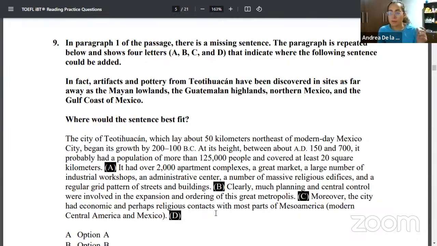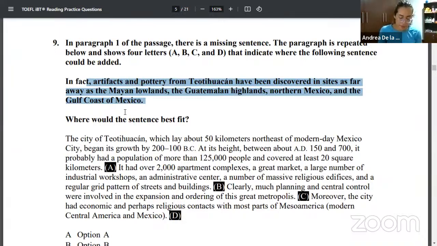Because look at it from this perspective. How do they know that the city had contacts with other parts of Mesoamerica? Because they found things from Teotihuacan in these places, right? So this is the proof, the evidence of what they said here. It's the continuation of what they said here, and it is the only sentence that has a relationship in terms of ideas with this sentence.